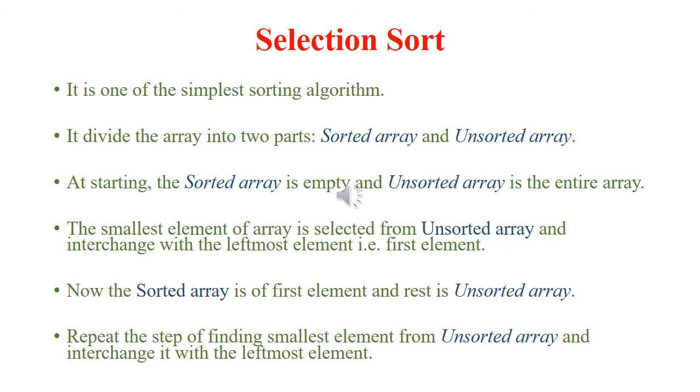After this, the unsorted array will decrease its size, and the sorted array, that is on the left hand side, will increase its size by 1. Now there are two elements in the sorted array, right? Let's explain it with the help of a visual diagram.